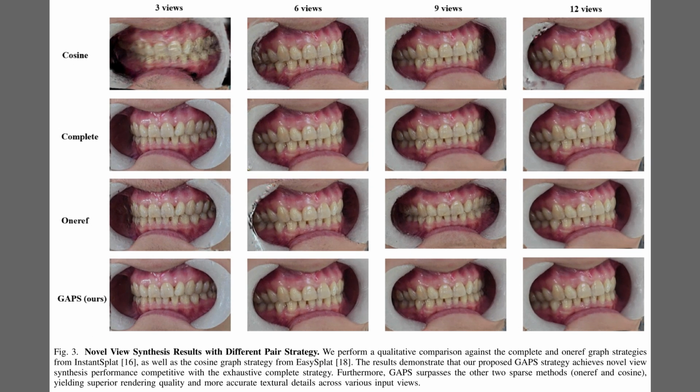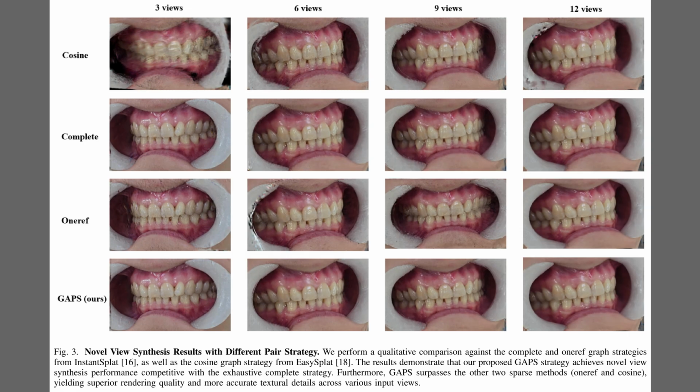Table 1 quantified the gains from Dental3R, and Figure 3 now shows how different image pairing strategies affect visual quality. The columns step from 3 to 12 training views, while the rows compare cosine pairing, complete pairing, one reference pairing, and the gaps pairing used in our method. Cosine and one reference produce noisy or smeared textures, especially with only 3 views. Complete pairing looks better, but still softens fine enamel details. Gaps delivers the cleanest, most consistent teeth and gum appearance across all view counts, so it confirms that geometry-aware pairing really stabilizes reconstruction.